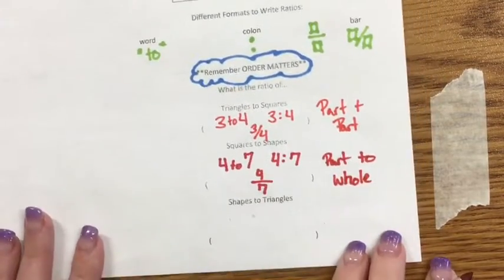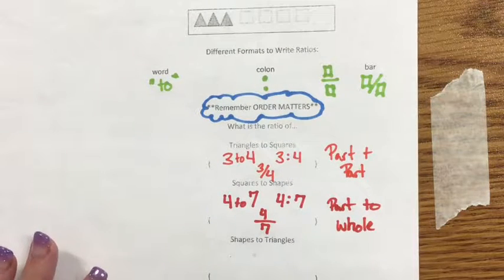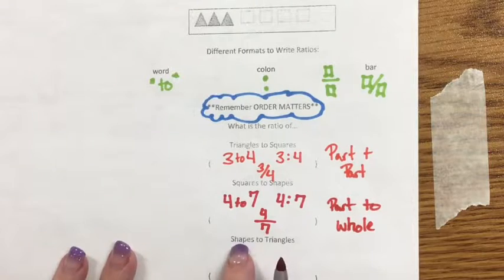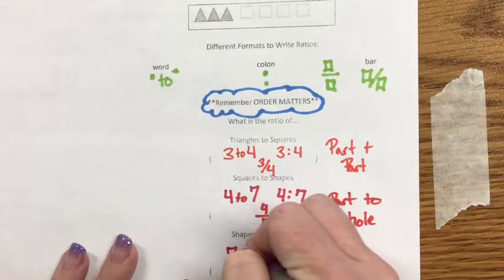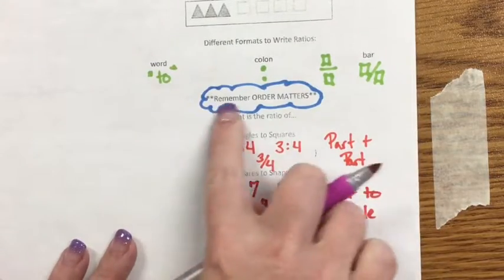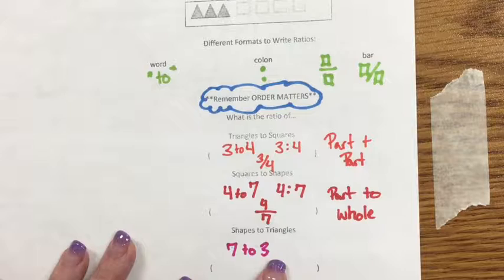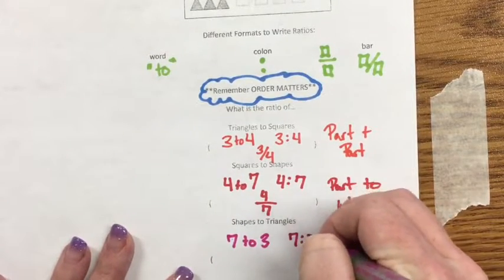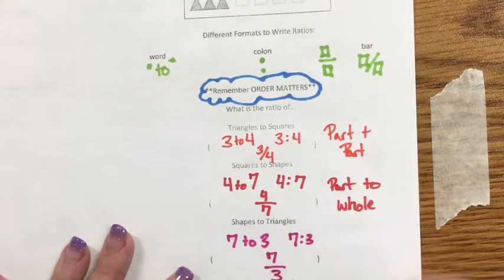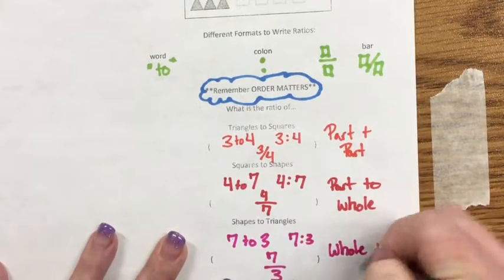Then when we talk about the triangles and shapes, we're not saying triangles to shapes. We're saying shapes to triangles. So there are 7 shapes to 3 triangles. That is why order matters, because 7 to 3 is different than saying 3 to 7. That would say there are 3 shapes for 7 triangles, and that's not true. So we say 7:3 or 7/3. All of these show whole to part.